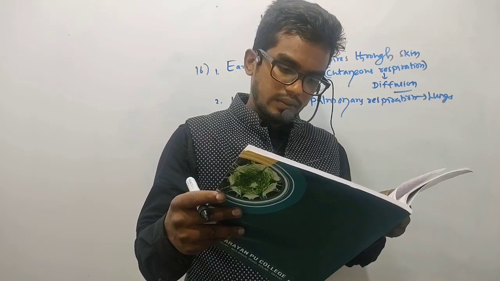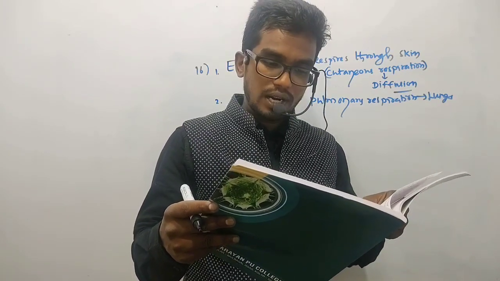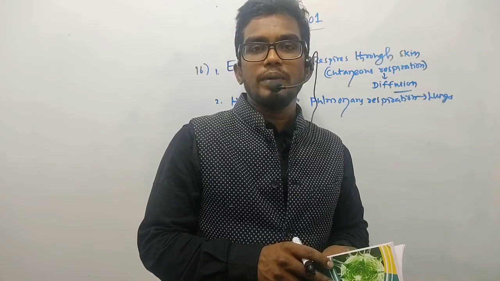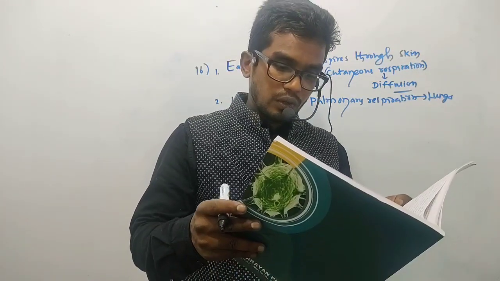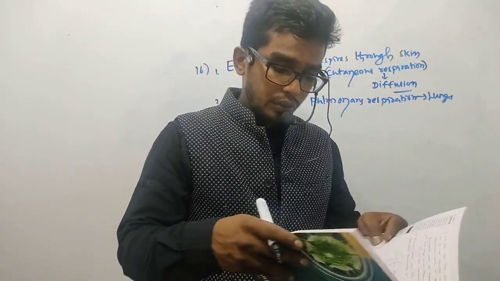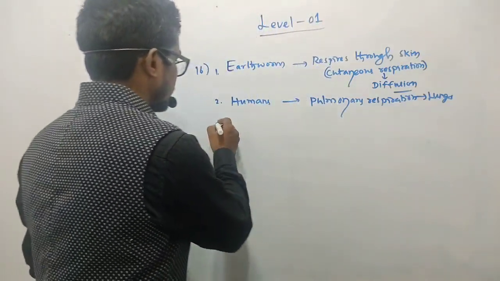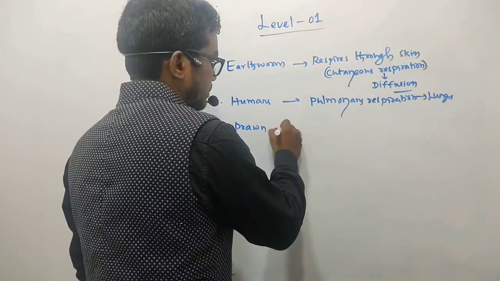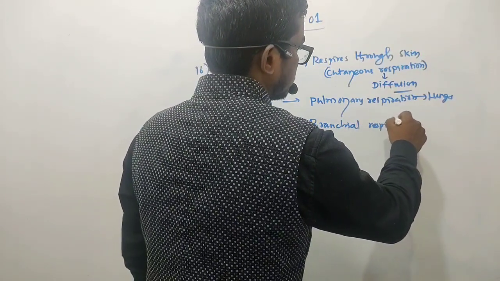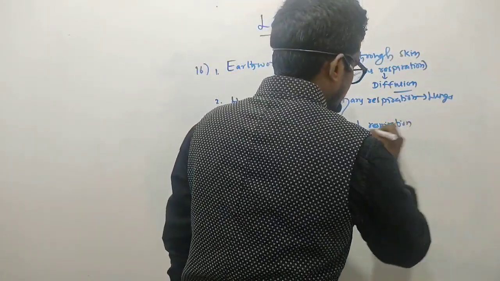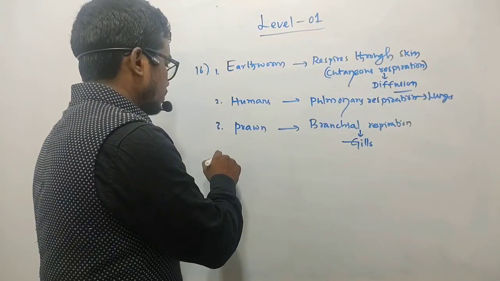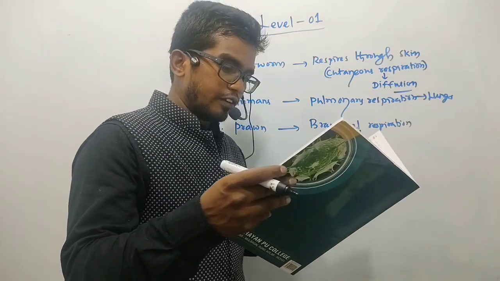Then let us go for the third one. We have prawn, which is a crustacean. Already I have told you, and we have discussed in the previous question, that prawns have the primary respiratory organs as gills. So we know that, but gills have not been mentioned in column 2. Then what? The respiration which occurs through gills is referred to as branchial respiration. So in case of prawn, which is a crustacean, we can find branchial respiration, my dear friends. It is the respiration which occurs through gills. So for prawn you have to go for option 2.